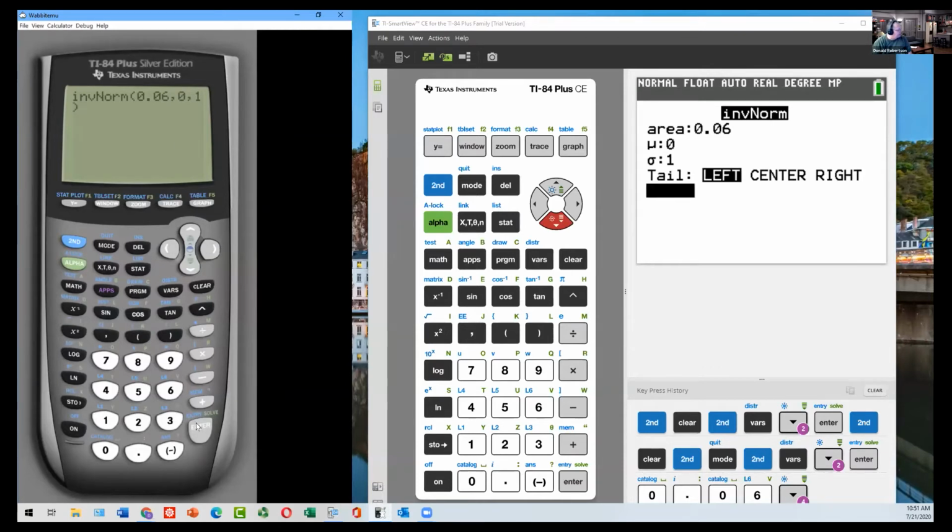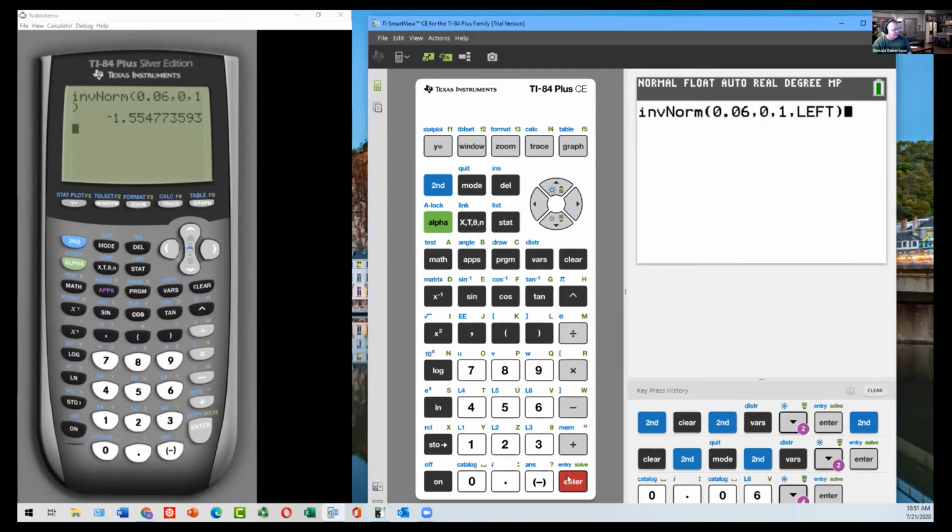Now when I hit enter, fingers crossed, the z-score should be negative 1.55. And when I hit paste, there, do you see we get the same answer? So your answer to that question, what goes in that box at the top? What's the missing z value? The missing z value in this case would be negative 1.55.